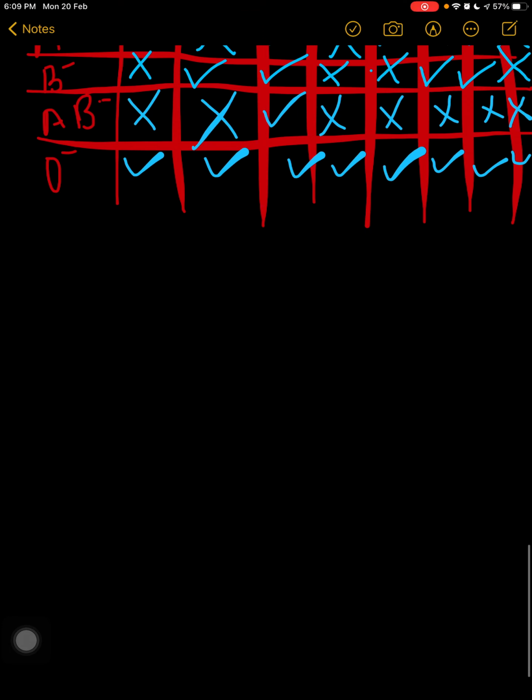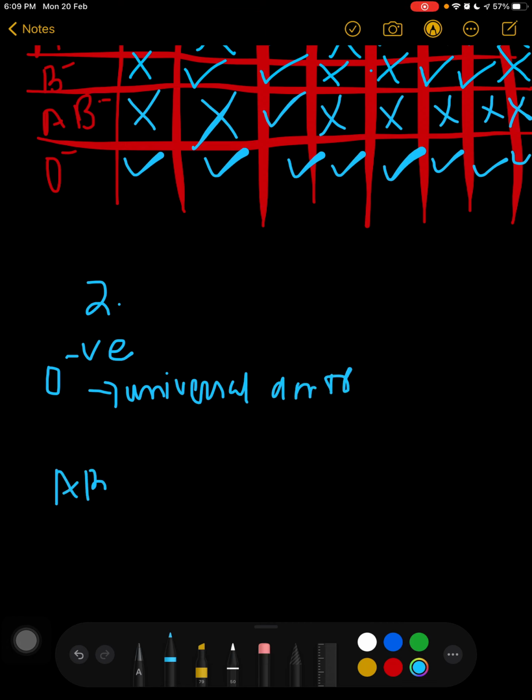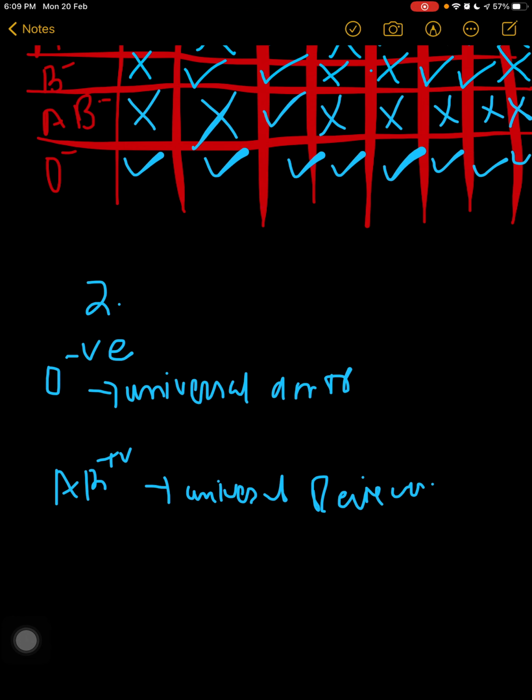So what are the two things that we concluded over here? That O negative is basically universal donor, and AB, basically AB positive, is universal receiver, right. So I hope this is clear to you.